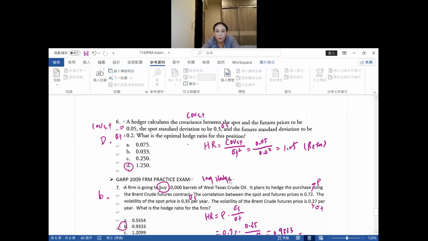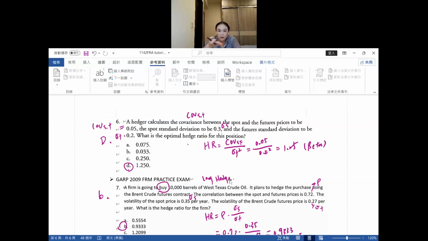Question 6, again, is the hedge ratio. The hedger calculates the covariance between the spot and futures as 0.05, that's a covariance, okay? And then the spot standard deviation is 0.3 and the futures standard deviation is 0.2. What is the optimum hedge ratio?